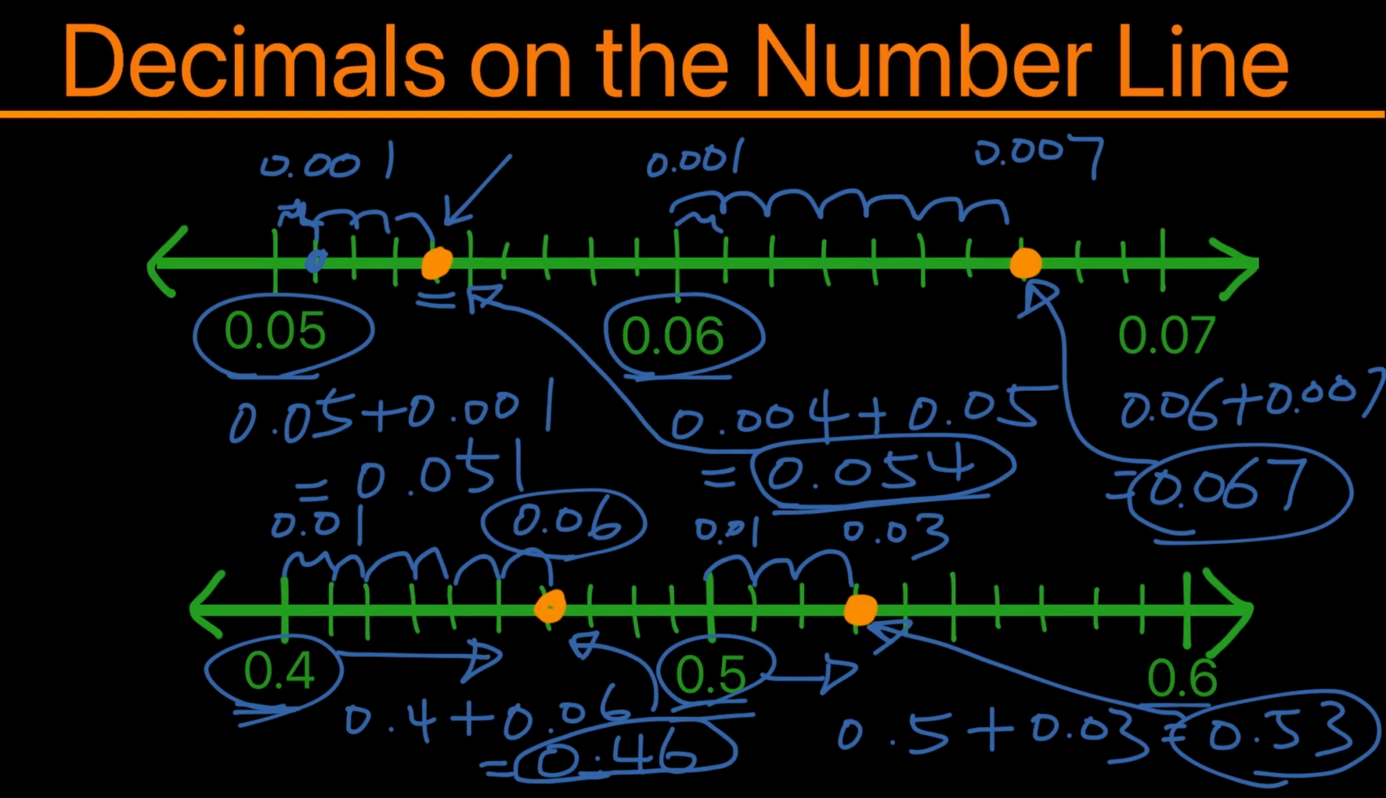So these are 4 examples of how you find the values of the decimals on the number line.